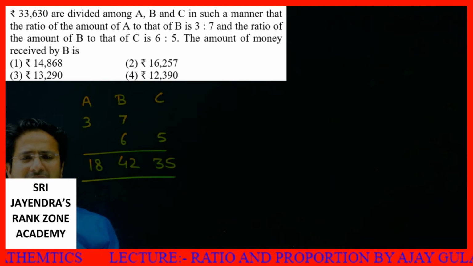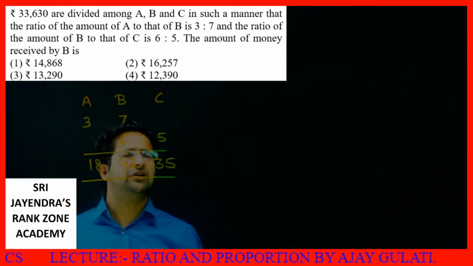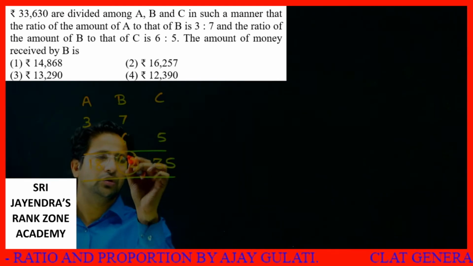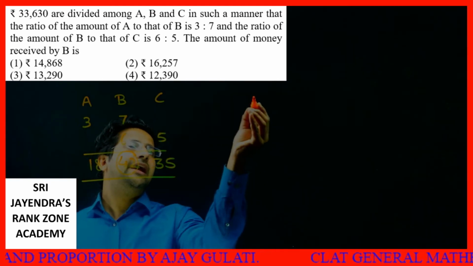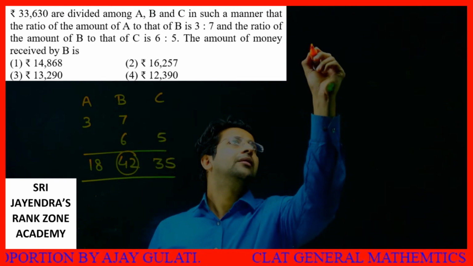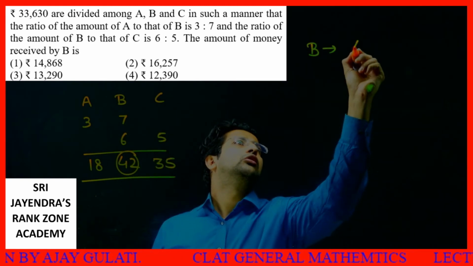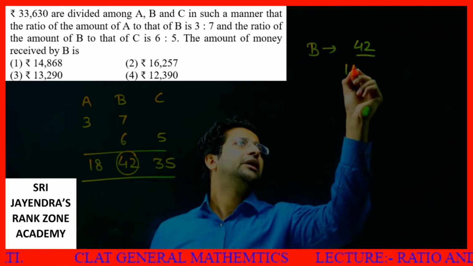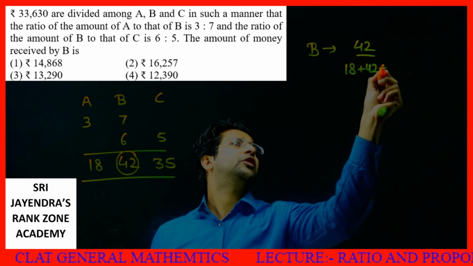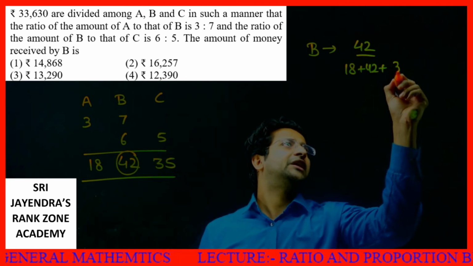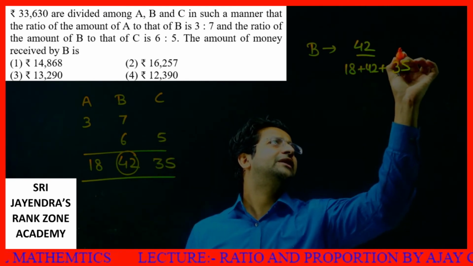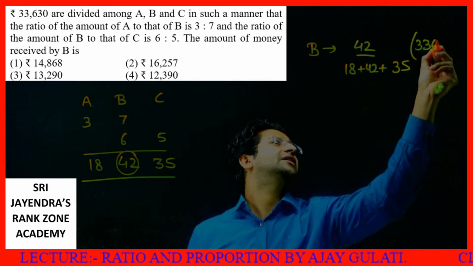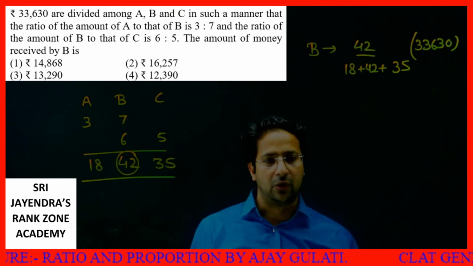The amount of money received by B is, oh my god, it's not that tough. Amount of money received by B, we need to find this, 42. So directly I can say, B gets 42 out of 18 plus 42 plus 35. There is a bit of calculation but nothing else. Of how much part of 33630? Oh my god, how will I do this calculation?